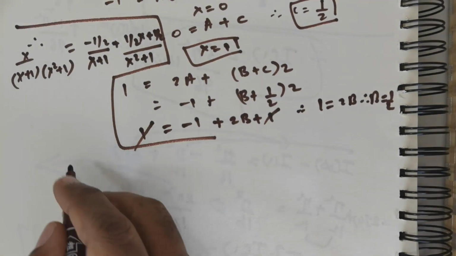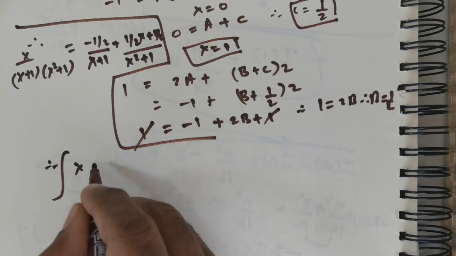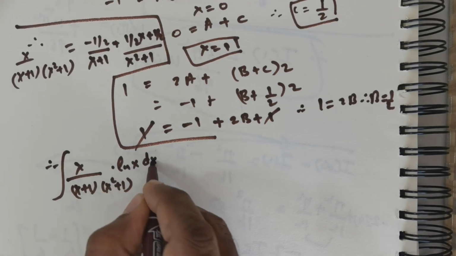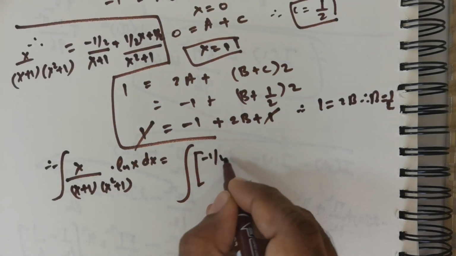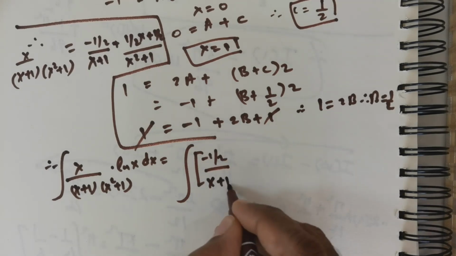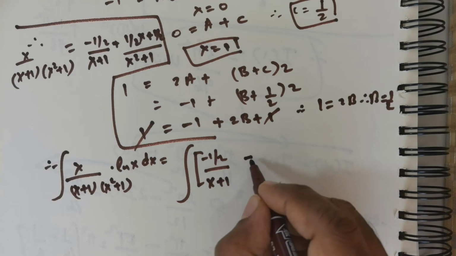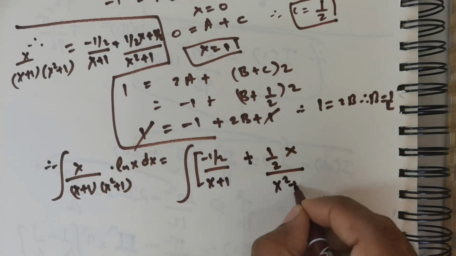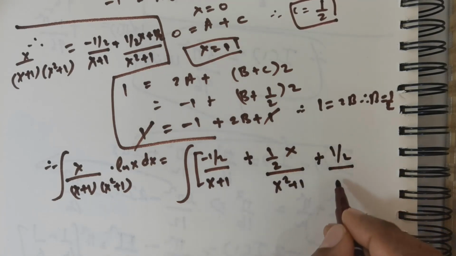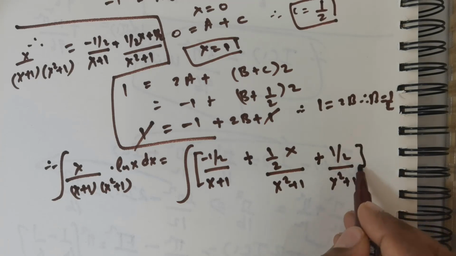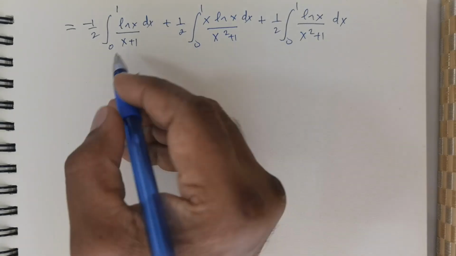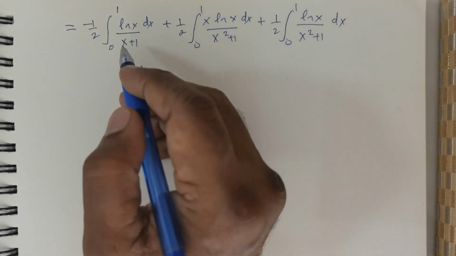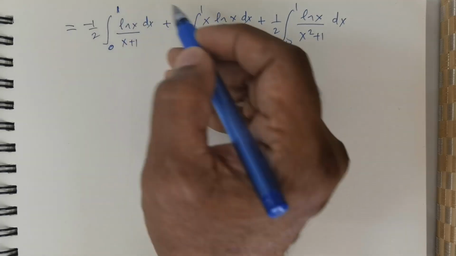So let me write this down. Therefore the integral of x over (x + 1)(x² + 1) times ln x dx is equal to the integral of -1/2 divided by x + 1, followed by + 1/2 times x divided by x² + 1, + 1/2 over x² + 1, times ln x dx. I need to go to a new page, so I have rewritten all the terms that we have got thus far. Now the limits are 0 to 1, so that has to be placed.